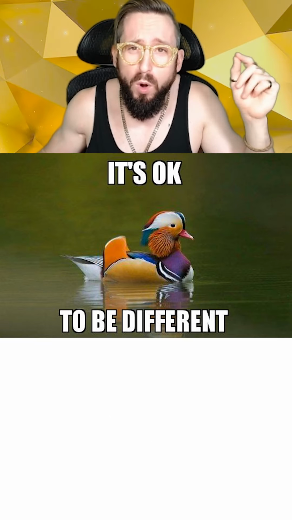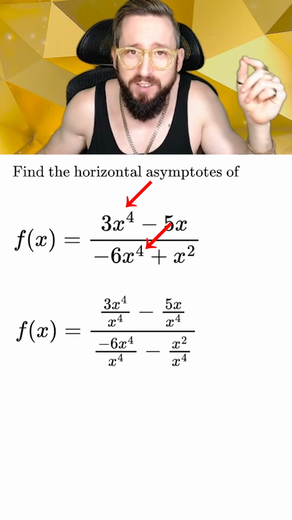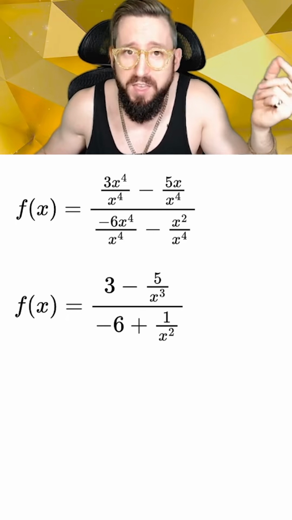Here's a different example, where we'll end up having a non-zero horizontal asymptote. This time, we're just going to start off with our algebra trick and divide everything by the highest effective power of x, which is x to the fourth. And then we're going to simplify.